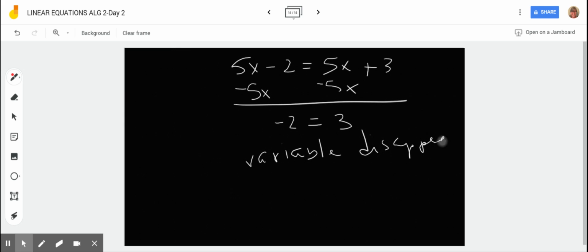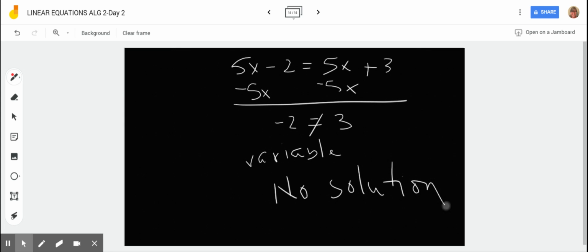And it did in the last one too. The variable disappeared. I'm just going to tell you that. You can write it on your own papers. The variable disappeared and you got a false statement. That means no solution. Come with your questions to class.